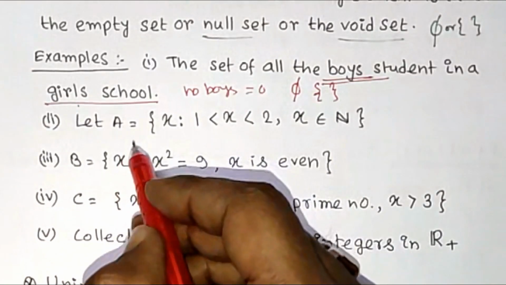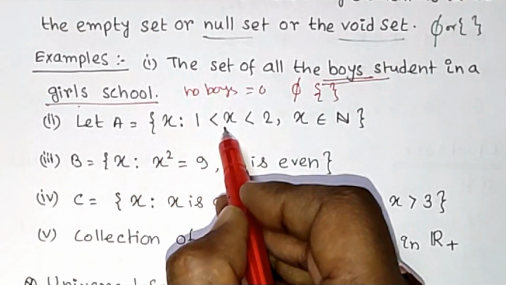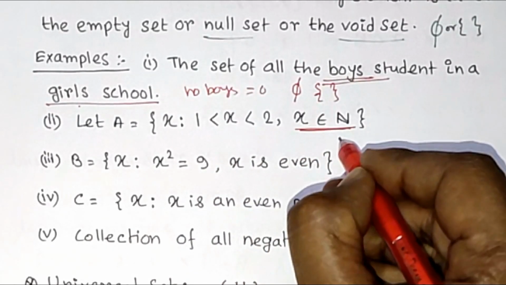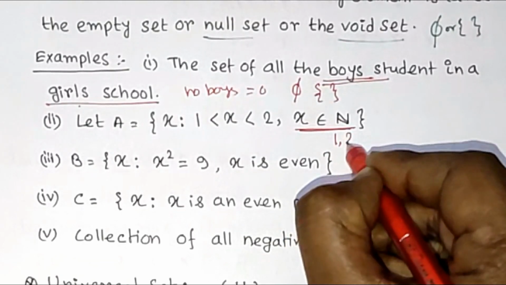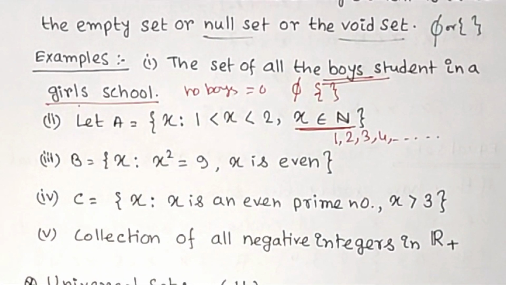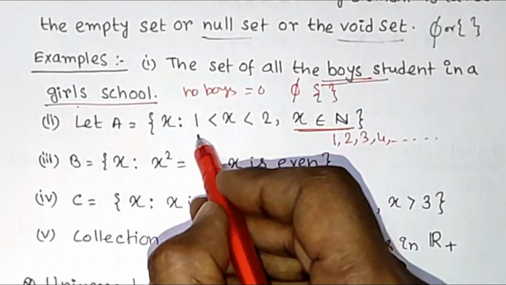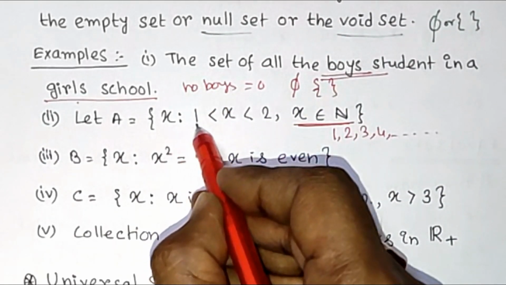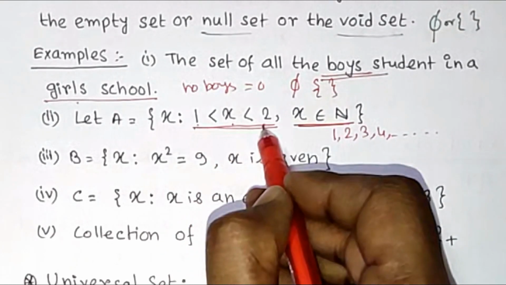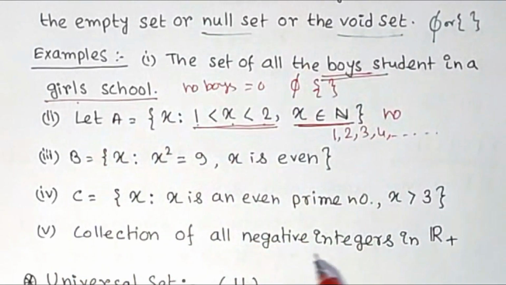Next, number 2. Let A equal to the set of x such that 1 is less than x less than 2 and x is a natural number. Look, which numbers are natural numbers? We start from 1, 2, 3, 4 up to infinity. So we know that the natural numbers are 1, 2, 3, 4. So here the set is given as x such that 1 is less than x less than 2. Is there any natural number in between 1 and 2? No. So this is also an example of the empty set.